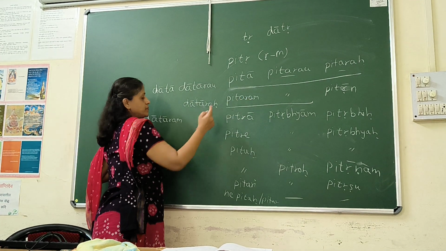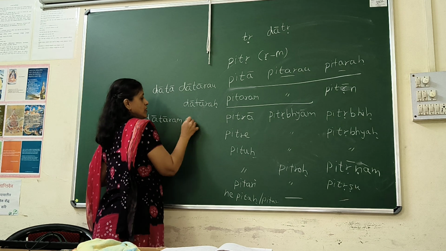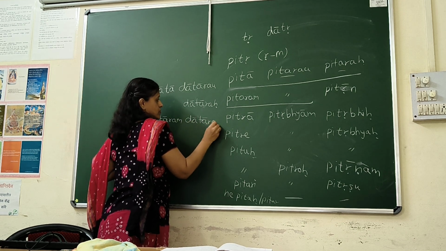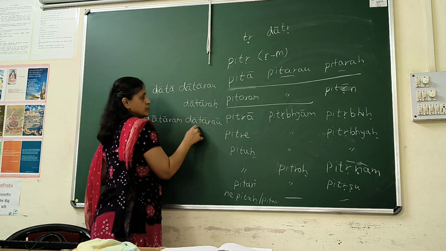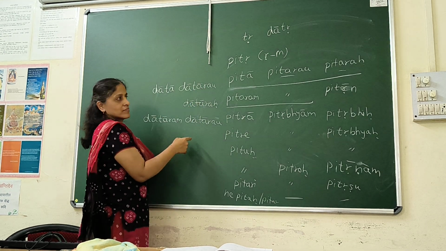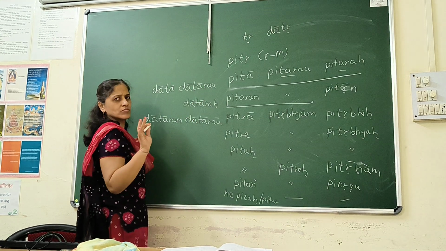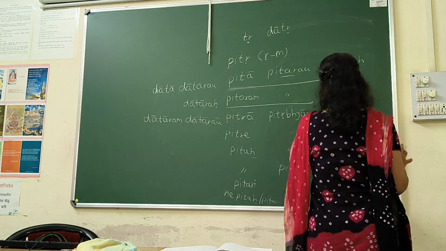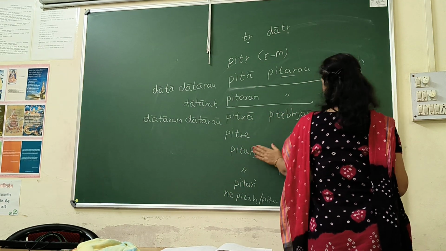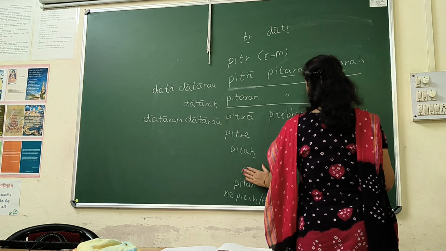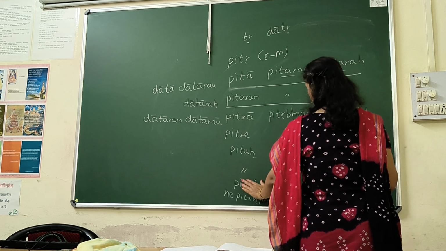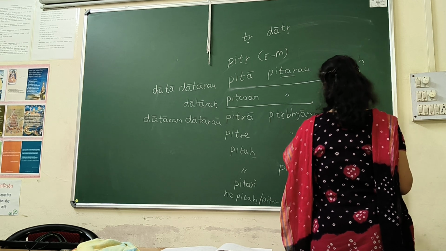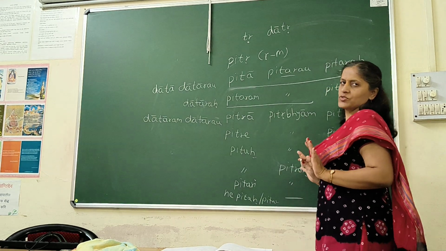Dataram. Here again, datarau, again the long a. And then datrun. From here, no change: datrun, datra, datrubhyam, datrubhi, datre, datrubhyam, datrubhya, datruhu, datroho, datruna, datari, datroho, datrishu, he dataha, he datar, he datru, he datara. No change.